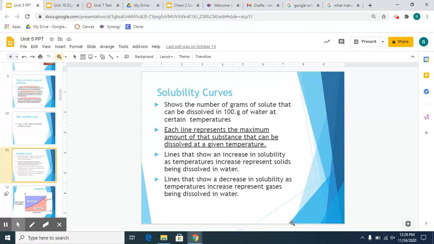Okay, so first, what do solubility curves or charts show us? Well, it shows the number of grams of solute that can be dissolved in 100 grams of water at certain temperatures. What you need to write down is each line represents the maximum amount that substance can be dissolved at a given temperature, or where it's saturated. Lines that show an increase represent solids, whereas lines that show a decrease represent gases.